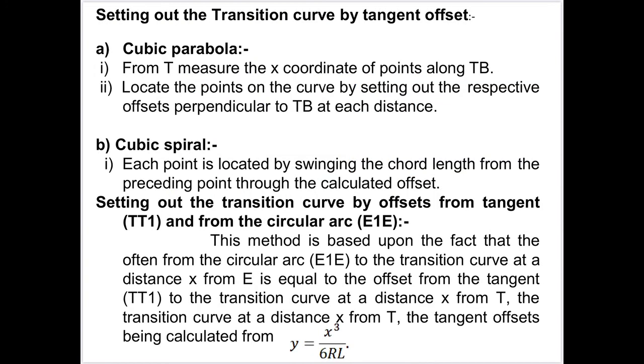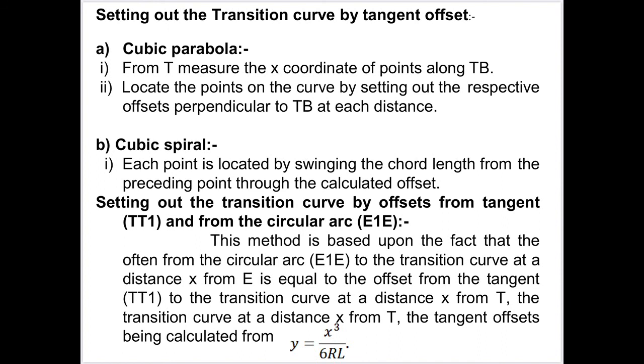Continuing the above video, setting out the transition curve by tangent offset. Now we have to set out the transition curve, and that can be done by the tangent offset method. First is the cubic parabola. Now from T, measure x coordinates of points along TB and locate the points on the curve by setting out the respective offset perpendicular to TB at each station.